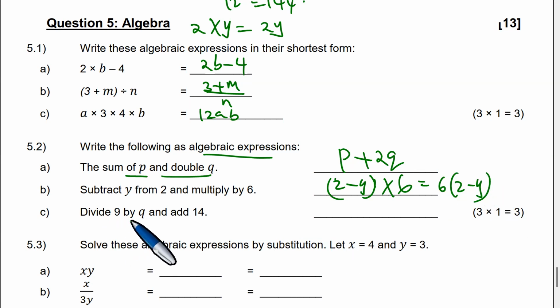Divide 9 by q and add 14. What's the answer? Divide 9 by q, plus 14. And add 14.